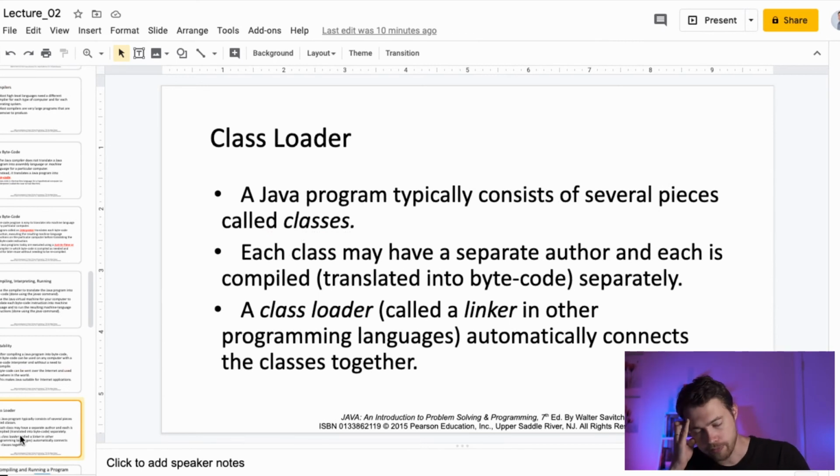Class loader. A Java program typically consists of several pieces called classes, and actually I think in this class we'll finally learn about the classes, what they are. Each class may have a separate author, and it can be compiled separately. A class loader, which is also called a linker, automatically connects the classes together.